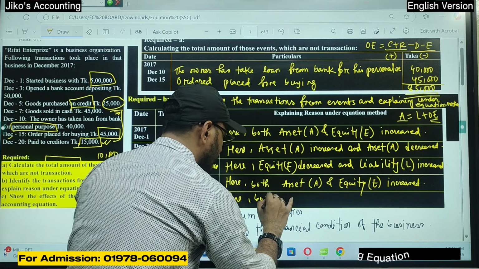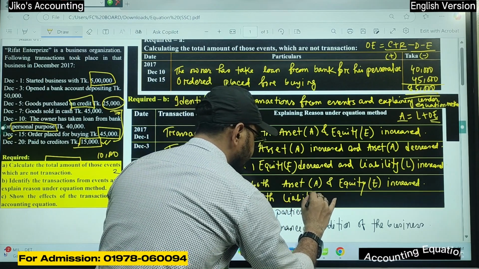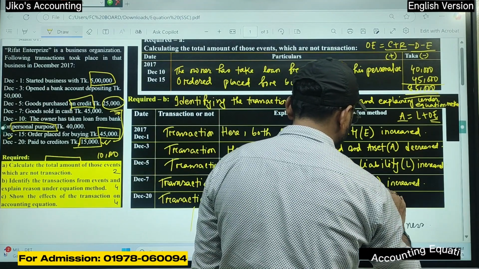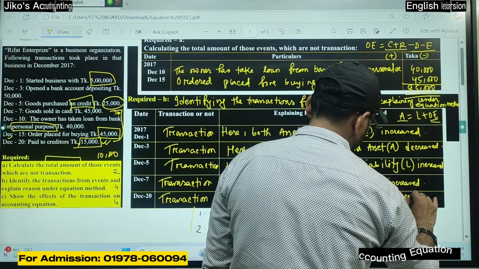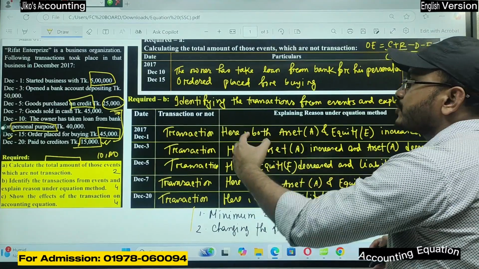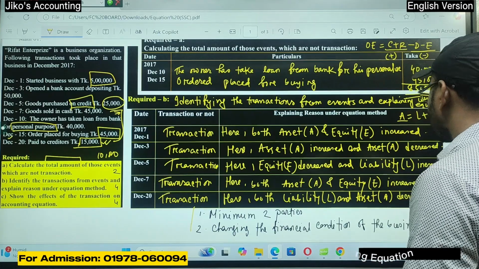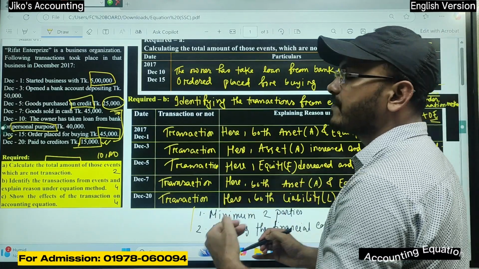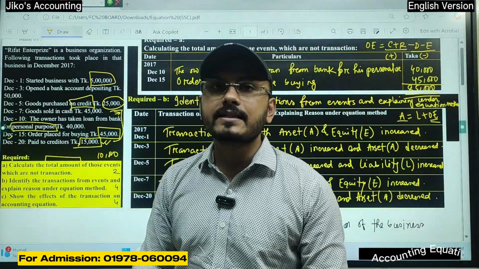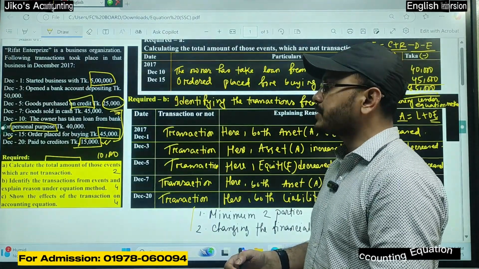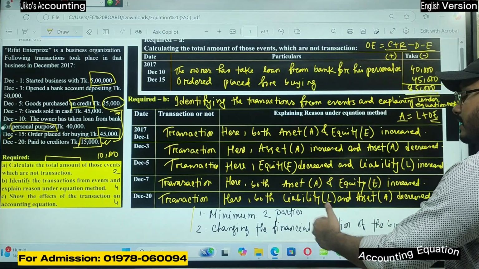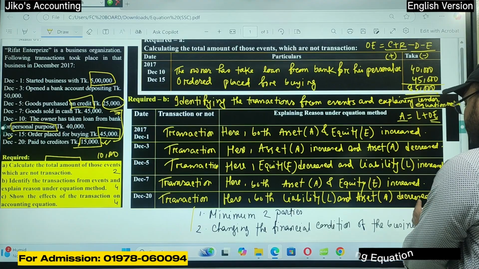Here, both liability and asset decreased. How decreased, you can see here. Until I had paid my creditors, that indicated the increase of the liability, right? Now I have already paid him 15,000, so that indicates the reduction of the liability. And because of this payment, my cash also reduced by 15,000. Cash is an element of the assets. That's why I have written here both liability and assets decreased.